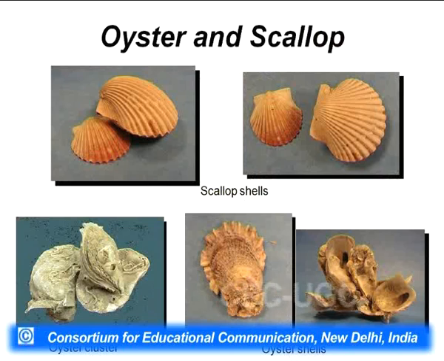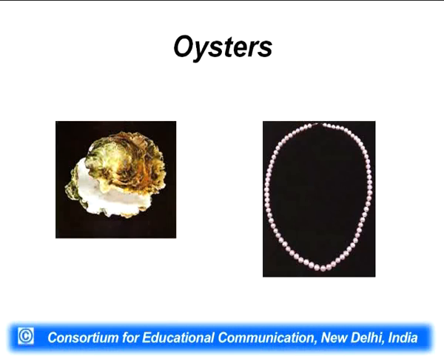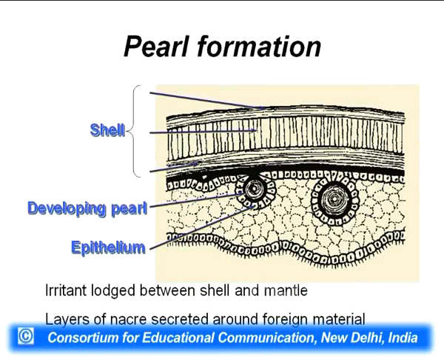The familiar examples are oysters and scallops. This is an example of a pearl oyster where the pearls are produced. The pearl formation is a natural phenomenon. As I already told you, the mantle, which is the specialized body wall covering the visceral mass, helps in the secretion of the shell.